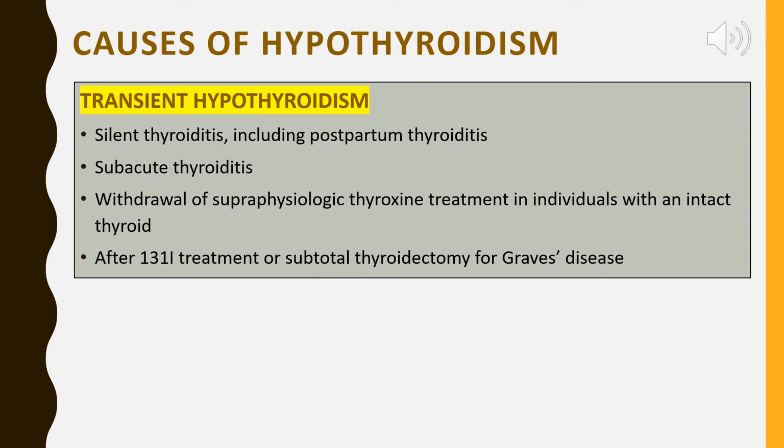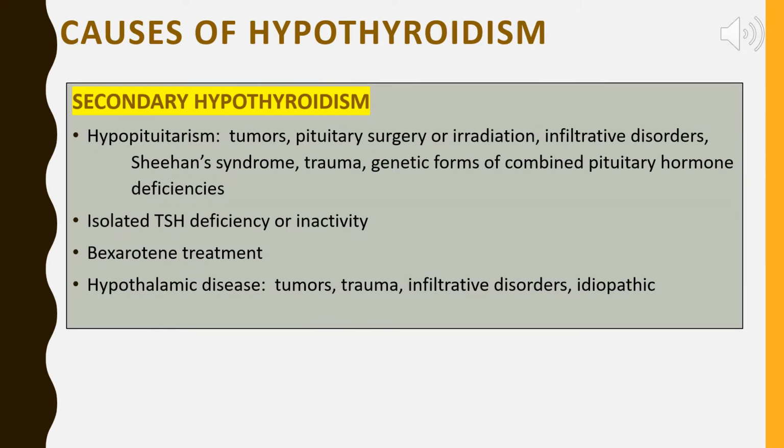Transient hypothyroidism can result from silent thyroiditis, subacute thyroiditis, withdrawal of supraphysiologic thyroxine treatment, or after iodine 131 treatment or subtotal thyroidectomy for Graves' disease. Secondary or central hypothyroidism can result from abnormality involving the upper center, the pituitary and hypothalamus. Tumors, trauma, infiltrative disorders, and surgery involving this area may result in secondary hypothyroidism.